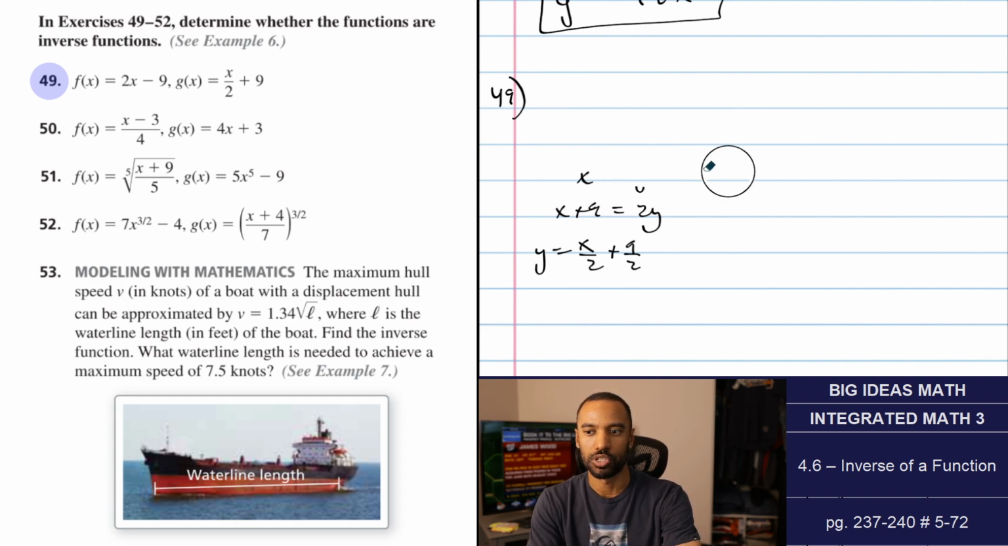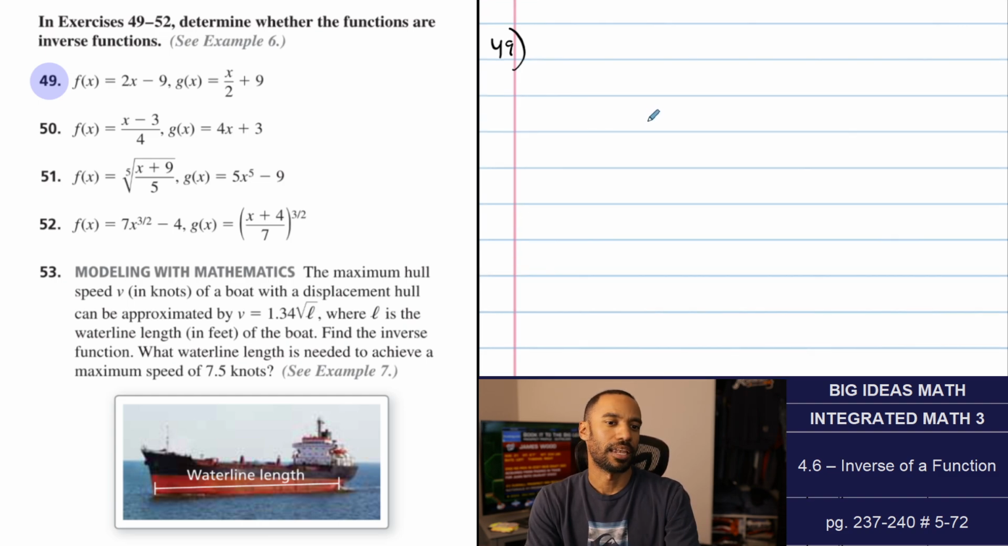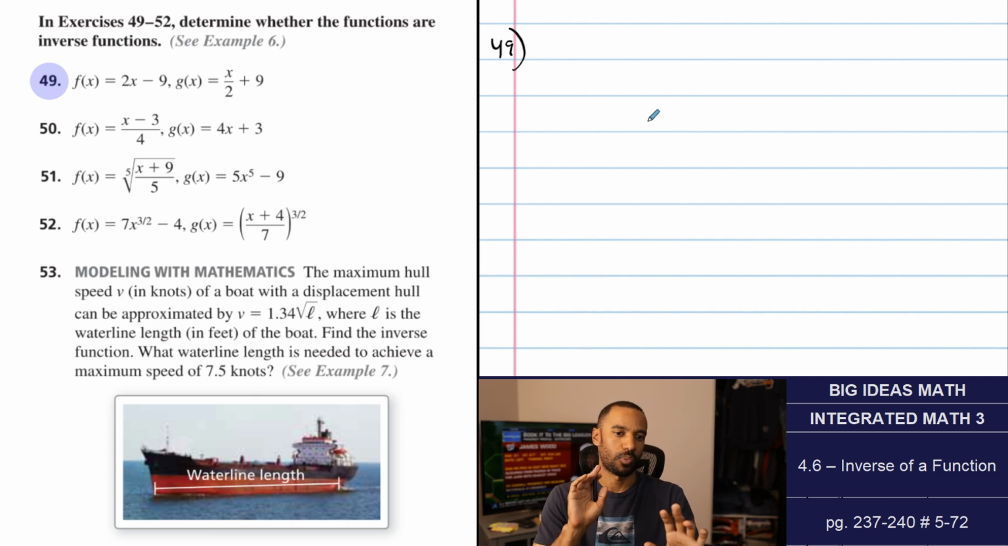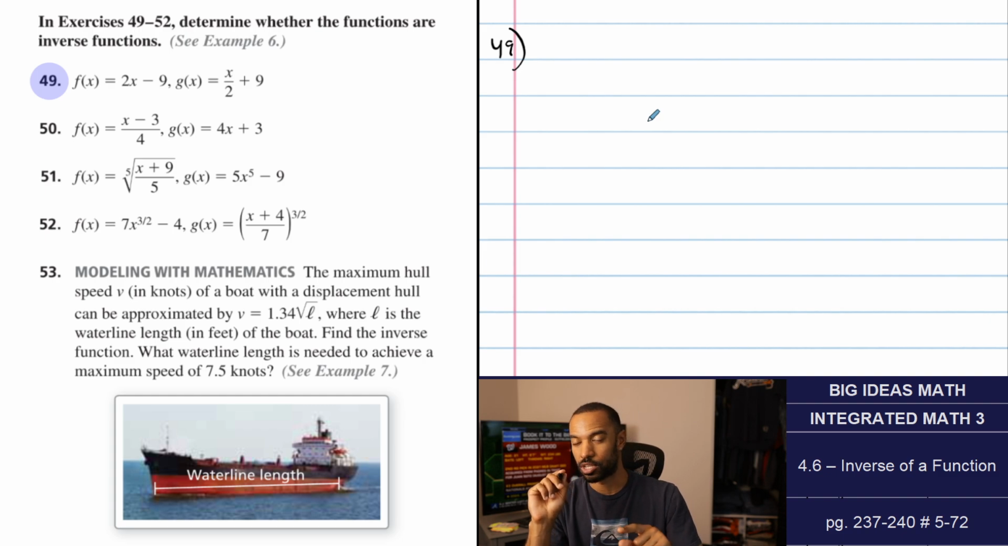What you're technically supposed to do, though, is do it both ways. Unless you find out one's not a function, then you'd be good. And like I've stated before, if one way works, the other way is very, very likely to work, with some exceptions, and we might see one of the exceptions on here.